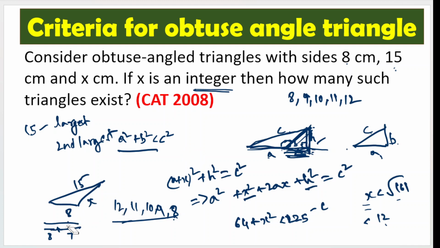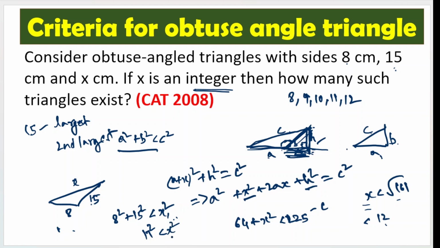Now 15 need not be the largest side. 15 can be the second largest. Then this becomes x and this becomes 15. Again, 8 square plus 15 square should be less than x square. 8 square plus 15 square is 64 plus 225, which is 289, which is 17 square. 17 square should be less than x square. So x should be greater than 17.